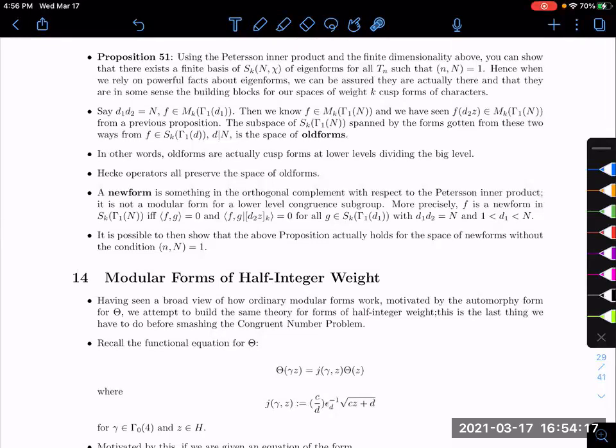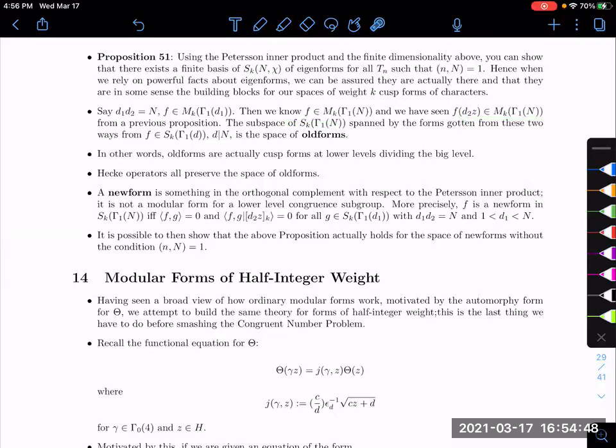So it's like you can take a modular form for this factored number D1, and you can produce a modular form at level capital N in two different ways. One, by doing nothing, and one, by scaling the input variable by the other number, D2. The subspace of cusp forms of gamma 1 of N spanned by the forms gotten in one of these two ways is called the space of old forms.